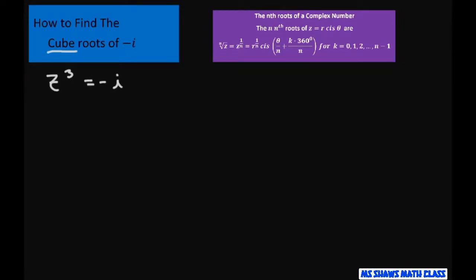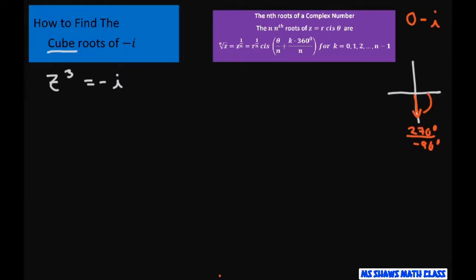And remember, negative i, if you graph it, is like 0 minus i. So your real part's 0, and you're going negative i down here. So this is 270 degrees, or we could say it's negative 90 degrees. So I'm going to go ahead and pick negative 90. You can use 270 or negative 90, it doesn't matter.